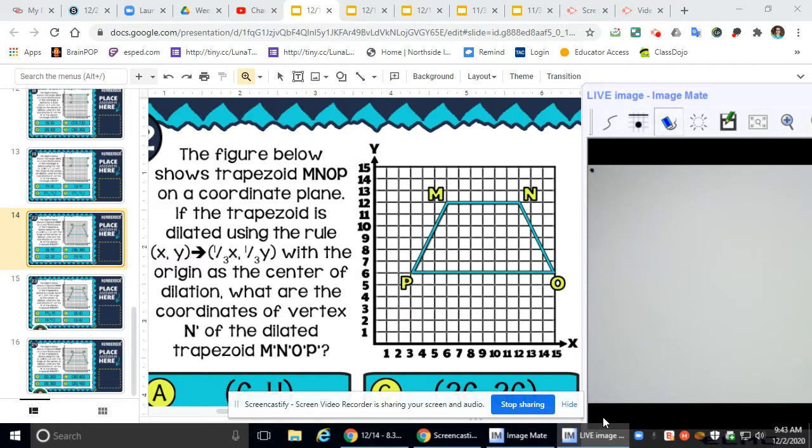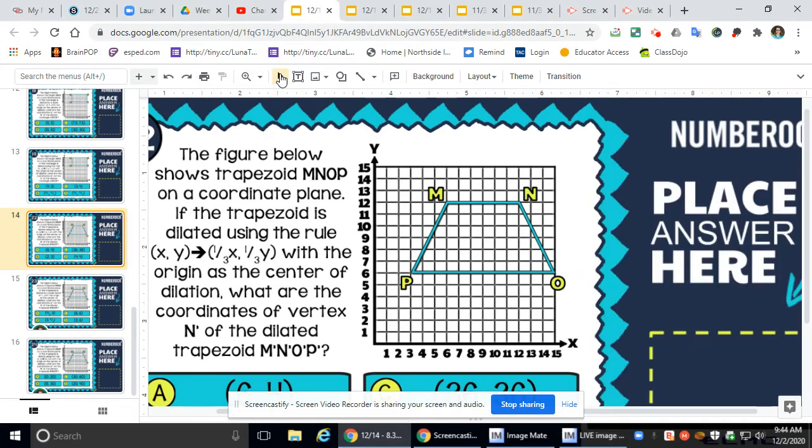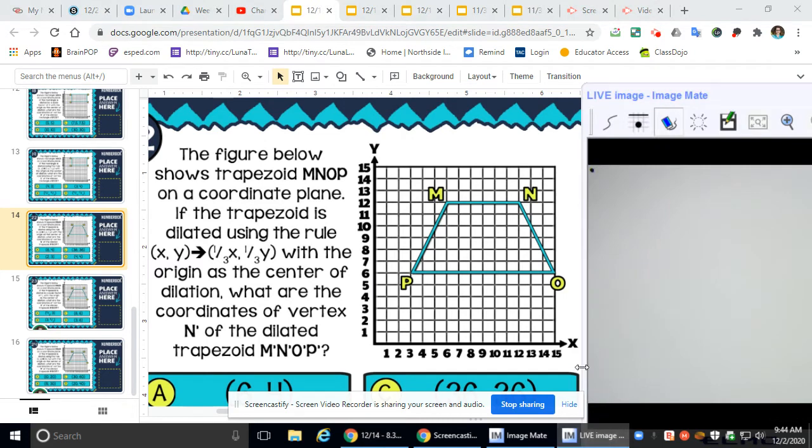Okay, so now that I've read the question, you can see that I need to dilate by 1/3 times the x and 1/3 times the y. So the first thing I need to do is find my image. So I need to find N. Let's go over to the trapezoid and find N. Here is N. So I need the ordered pair for N.